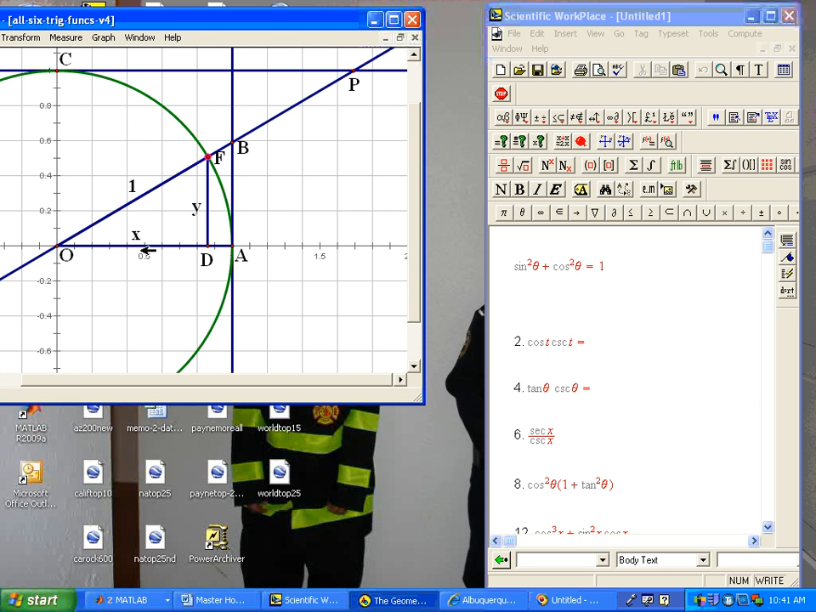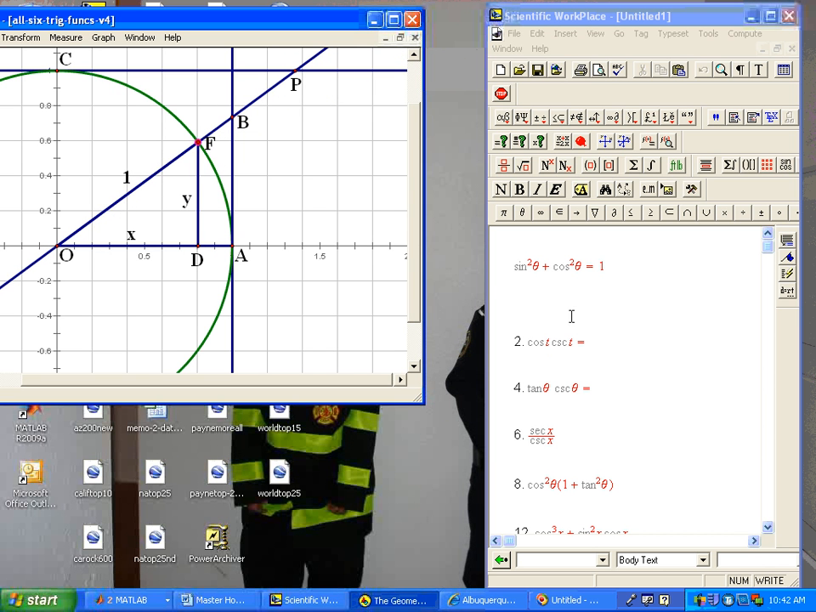I don't think I marked that in here, but the angle FOD is theta. We looked at the main triangle that forms with hypotenuse 1, and we're calling this x and this y because those are the x and y coordinates of this point. But then we also looked at a couple of other triangles. What happens when this radius is extended past the circle and intersects a vertical line at B and a horizontal line tangent to the circle at P? And we discovered that the various sides of those triangles were interesting trig functions.